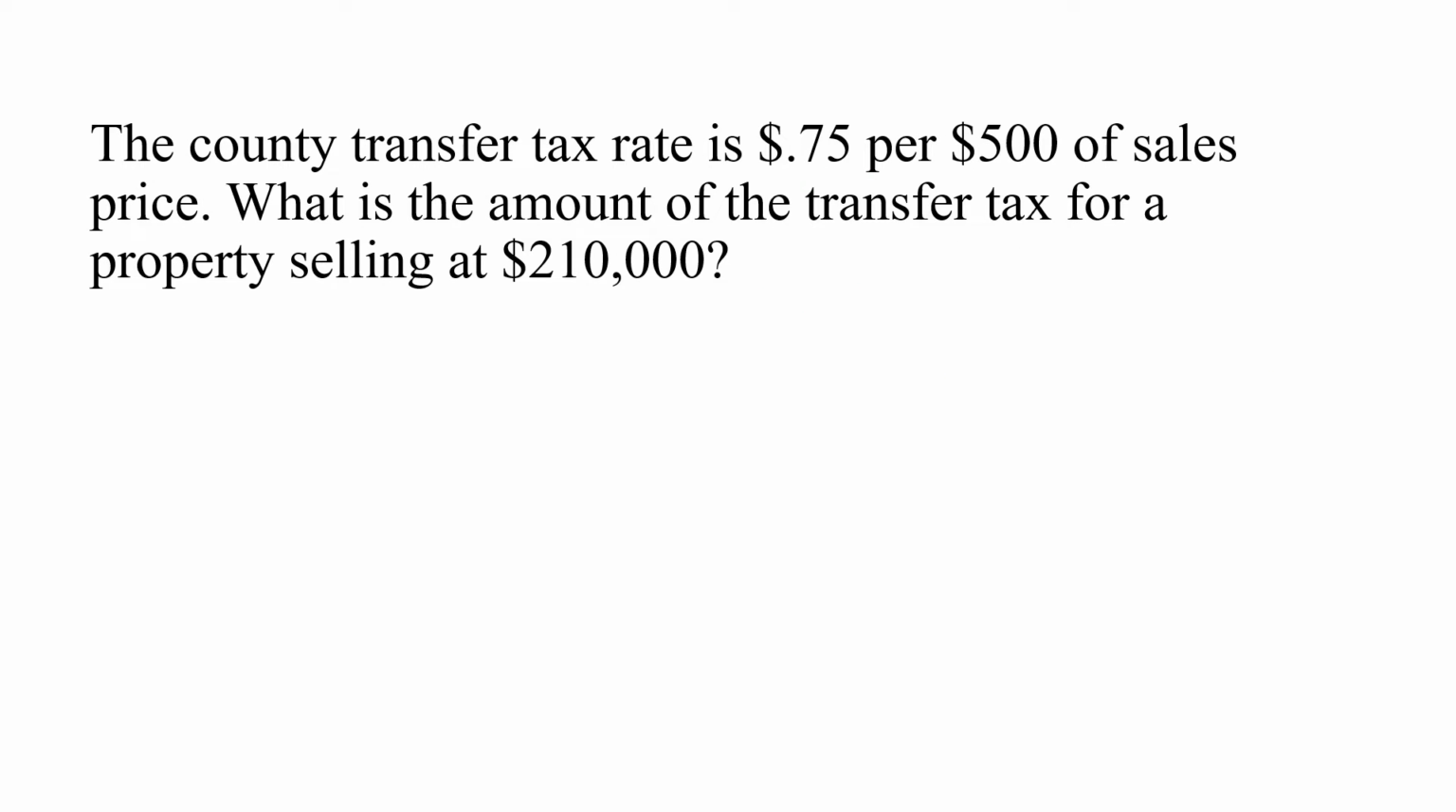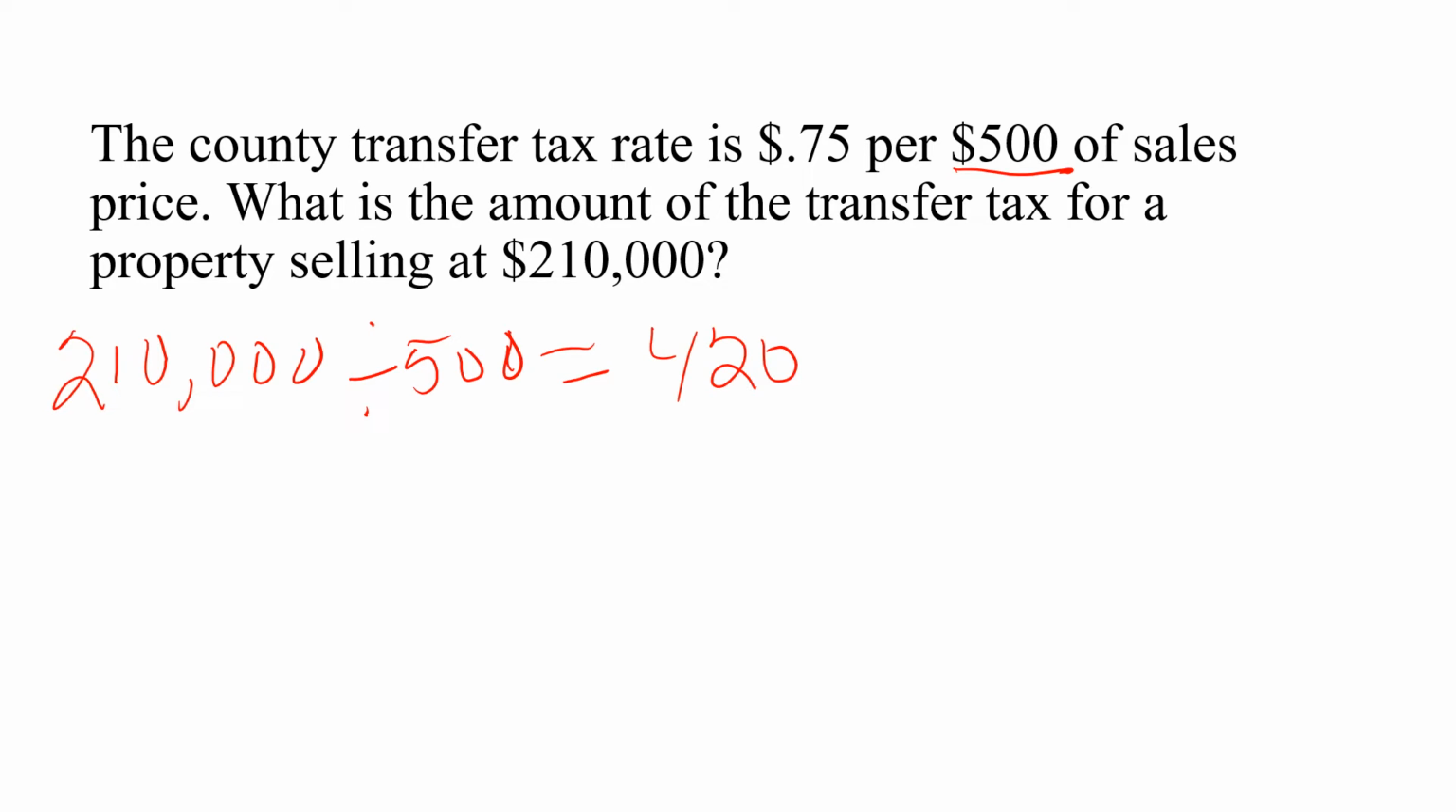The county transfer tax rate is 75 cents per 500 of sales price. What is the amount of the transfer tax for a property selling at $210,500? 210,500 divided by 500 equals 421, times 0.75 equals $315.